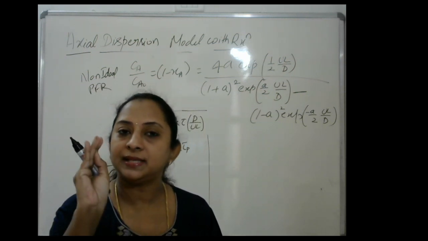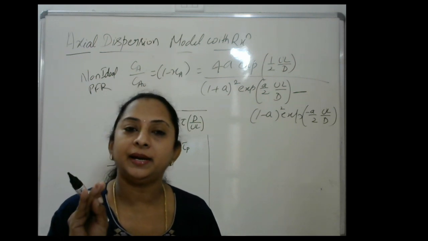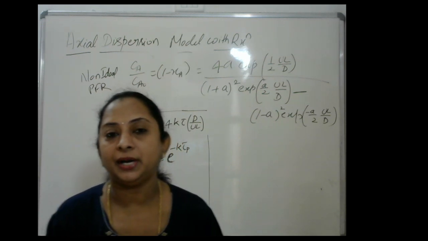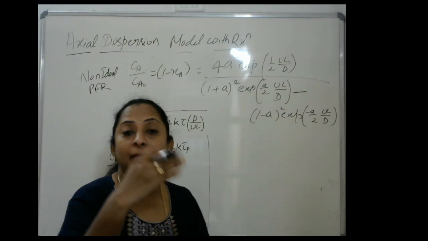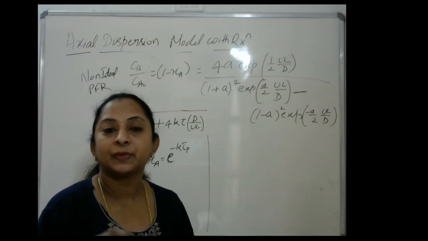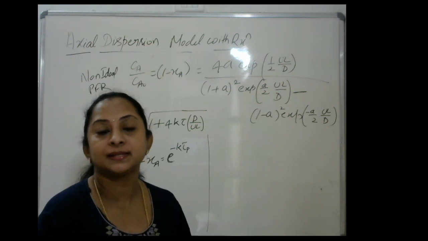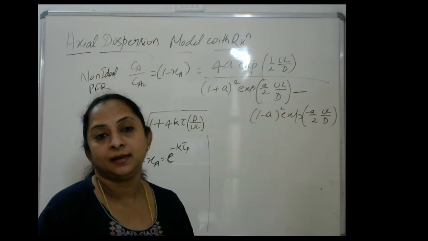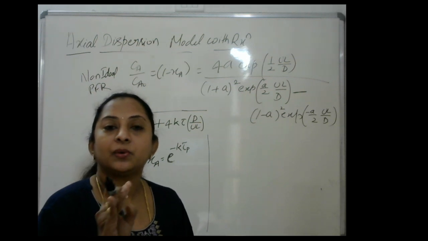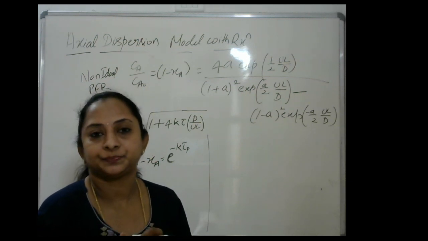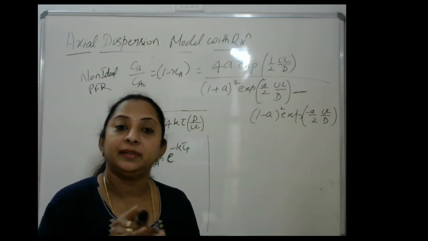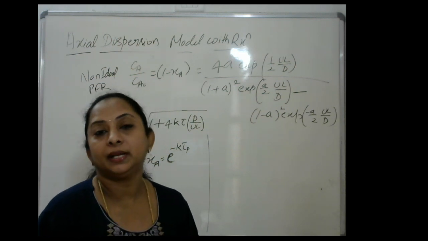Based on that C versus T curve, we can identify what is causing the non-ideality. The cause may be improper packing, that is channeling, or back mixing, or creation of vortices. Looking at the nature of the C versus T curve, you can identify what is happening. Once you know that, the next step is modeling the reactor.